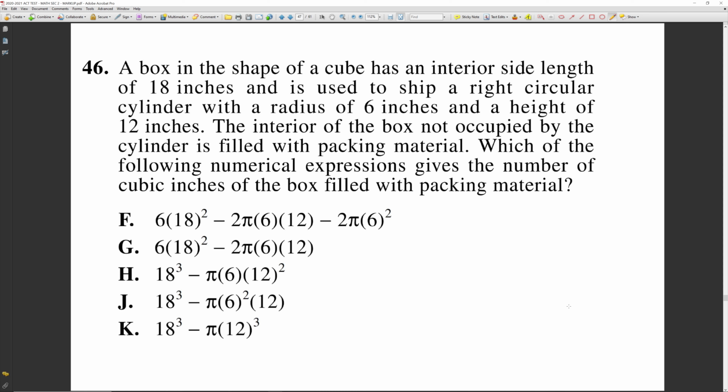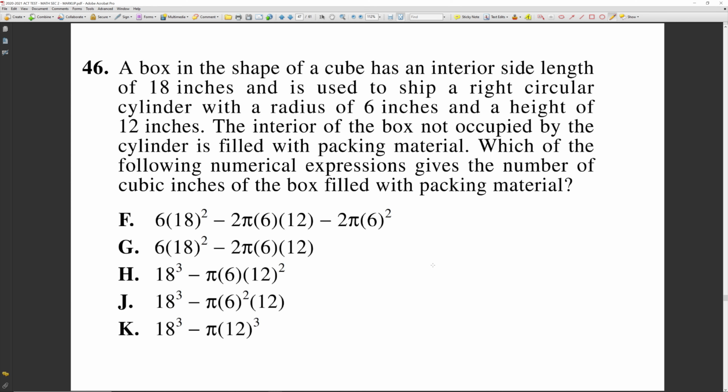A box in the shape of a cube has an interior side length of 18 inches and is used to ship a right circular cylinder with a radius of 6 inches and a height of 12 inches. The interior of the box not occupied by the cylinder is filled with packing material. Which of the following numerical expressions gives the number of cubic inches of the box filled with packing material?